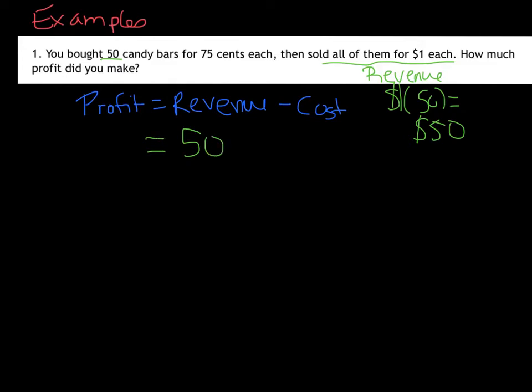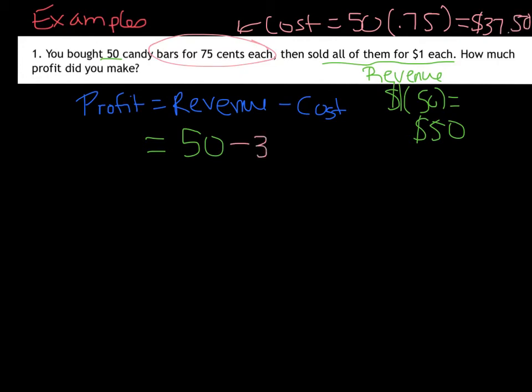The second thing is, as the seller, we know that we bought the candy bars for 75 cents each. Remember, this cost represents our cost as a salesperson. So if we spent 75 cents each for 50 candy bars, then our cost is going to be 50 times 75 cents, which is $0.75. Make sure you put everything in dollars here. And that is going to be $37.50.